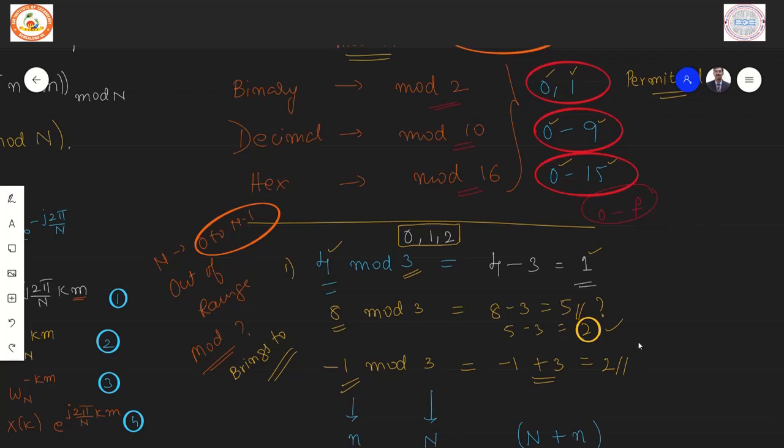So the concept is very simple. If the number is positive and it's a value greater than N minus 1, you can repeatedly subtract N until you get the answer.